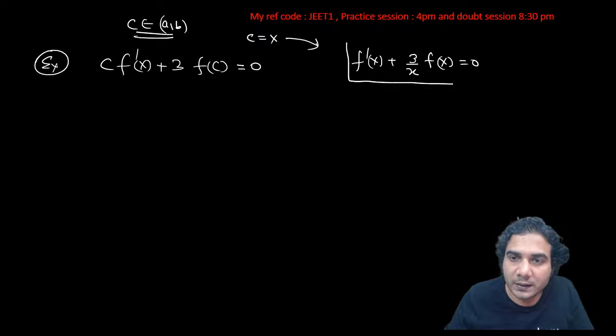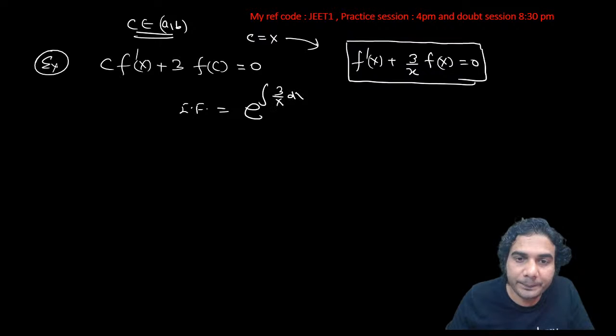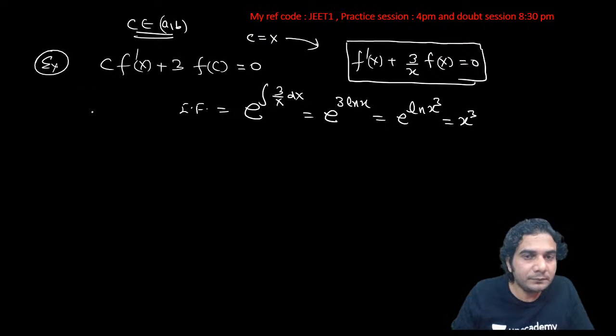Same question, f(x) is a continuous and differentiable function. f of a is equal to f of b is equal to 0, and a and b are positive. Okay, so now what is the integrating factor in this? Let's do it. The integrating factor is e raised to the integral of 3 upon x dx. That is e raised to, what is the integration of 1 upon x? That is ln x. So 3 ln x. Now it is going to be e raised to ln x cube, which is going to be x cube.